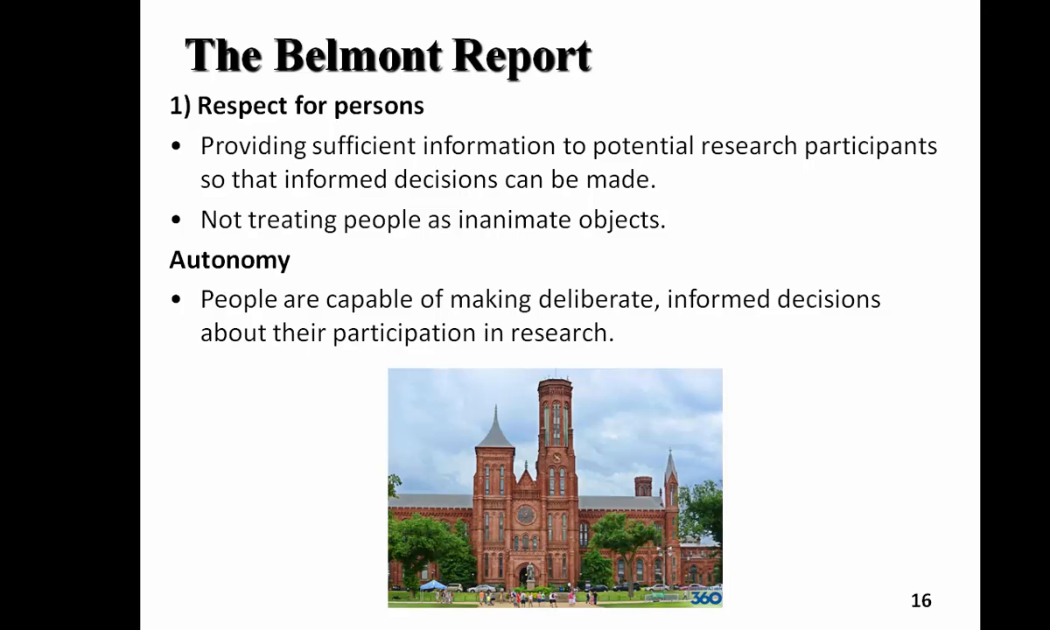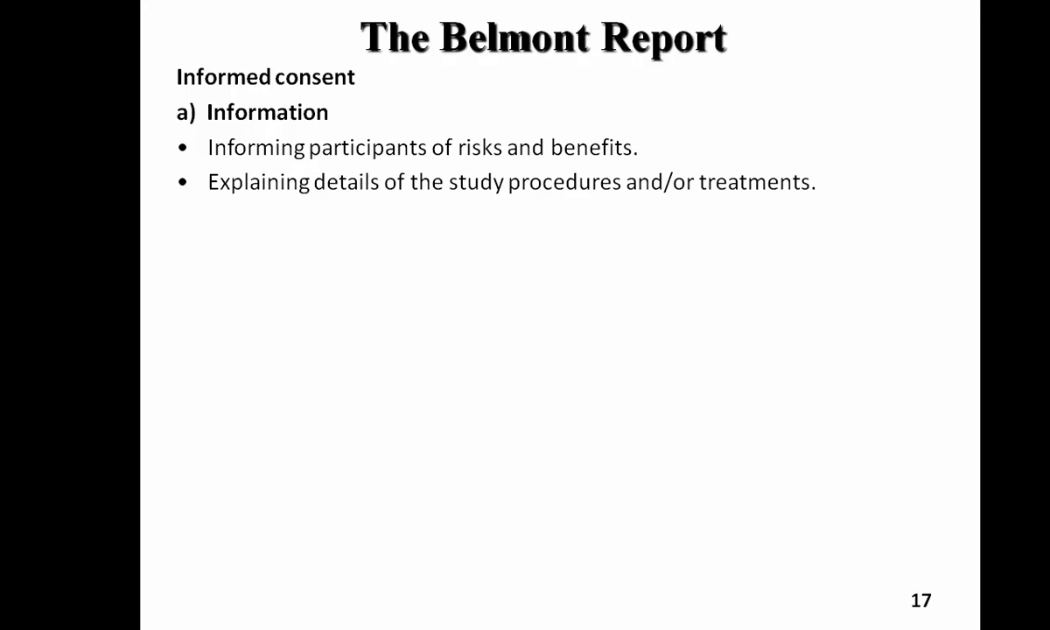And individuals are autonomous in that they must be capable of making deliberate, informed decisions about their participation in research. A potential research participant that cannot provide that consent cannot be entered into a research study. In terms of informed consent, some of the key elements here include information. The informed consent, which is provided in writing, must inform the participants that there are risks and potential benefits from engaging in the research study as a subject.